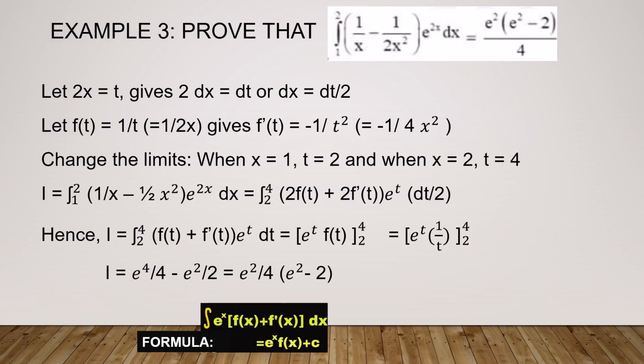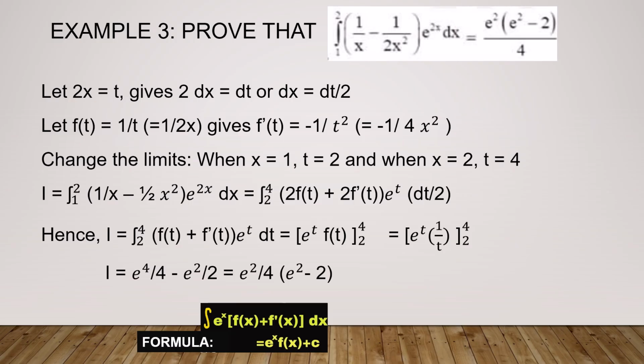Now just see, in the original function you have 1/x. If I multiply and divide by 2, it is 2 into 1/(2x), which means 2 into f(t). Plus you have −1/(2x²), and again you multiply and divide by 2, so it is 2 into f'(t), because f'(t) is −1/(4x²), into e^t. Instead of dx, you write dt/2. So take out 2 common and you are dividing by 2, so that will get cancelled out.